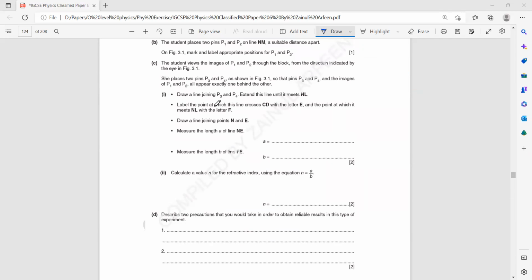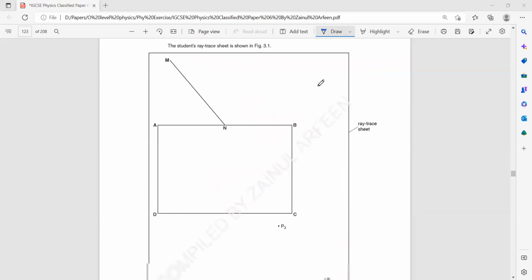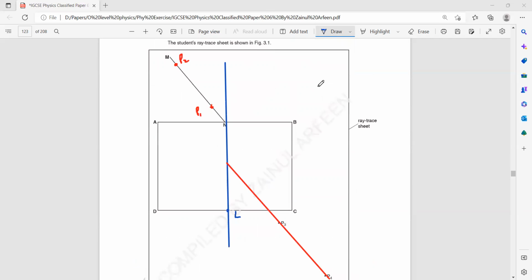Extend P3 and P4 and label the point at which it crosses CD as E, and the point where it crosses NL as F, you have to say. So one of the points we have to label E, like this point we'll label as E, where it crosses CD. So these points are important. And the other point where it crosses N and L, we call that F. So label those points.